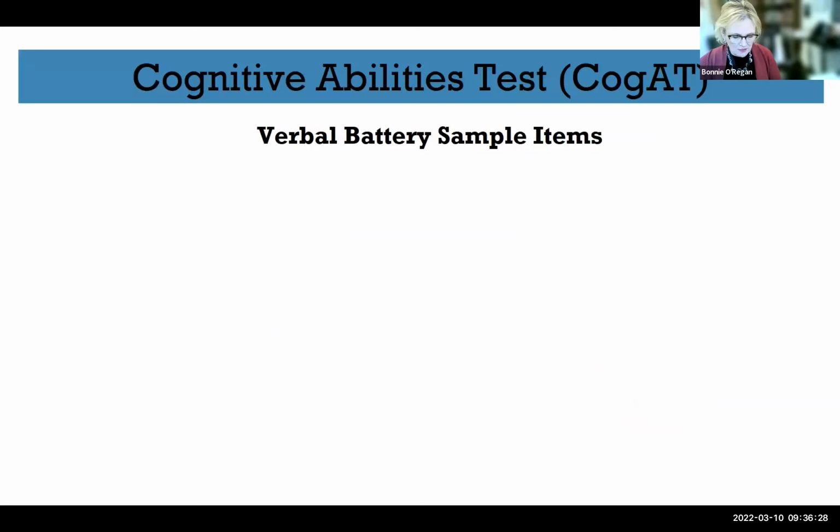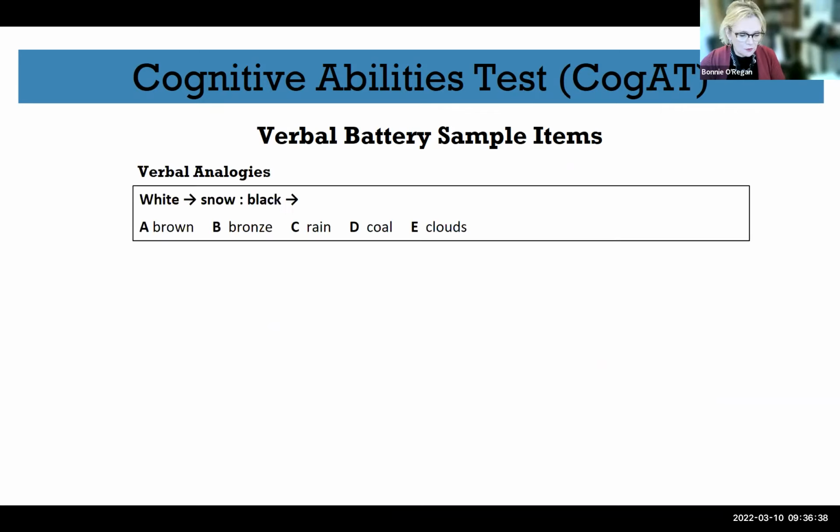In the verbal battery, students are presented with 20 to 24 questions in each of 3 subtests and are given a set amount of time to complete each subtest. In verbal analogies, students examine a pair of words and think of ways in which they are related. They then apply this relationship to a third word to generate a new pair of words related to each other in the same way as the first pair.